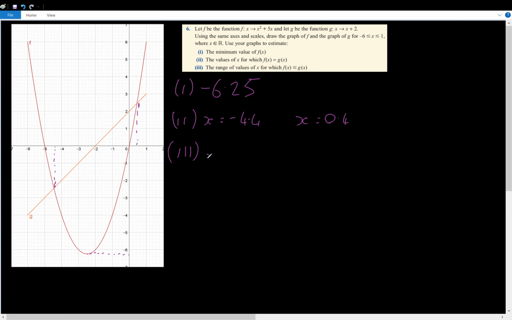So it starts at minus 4.4. Reading from left to right, it's right under there. So our x value will be larger than minus 4.4, but it ends at 0.4, so our x value is going to be smaller than 0.4. So those are our range of values of x for which the f of x is less than g of x. And that is that.